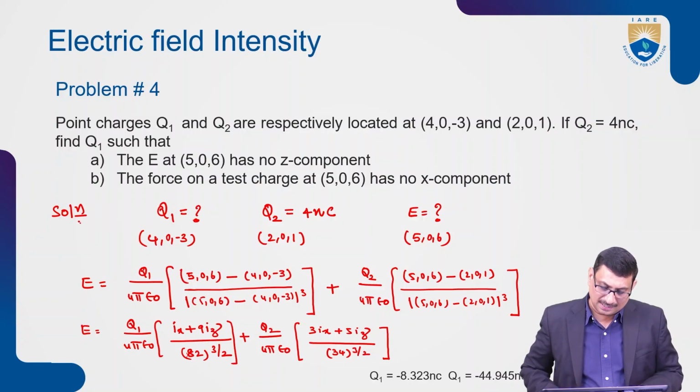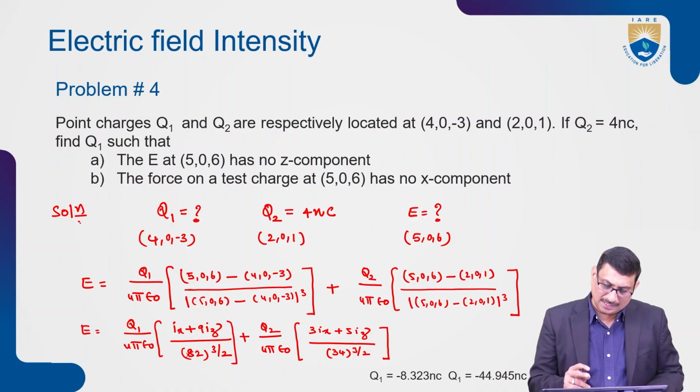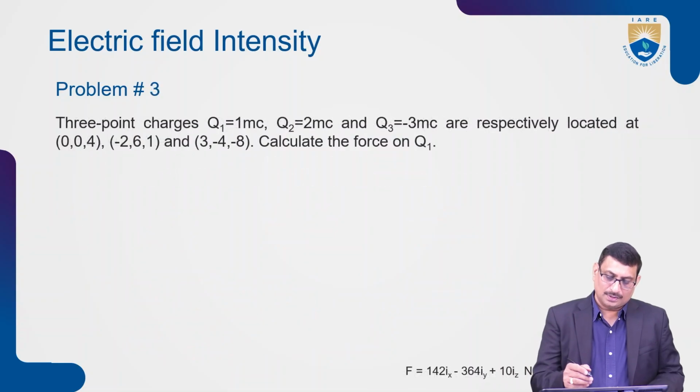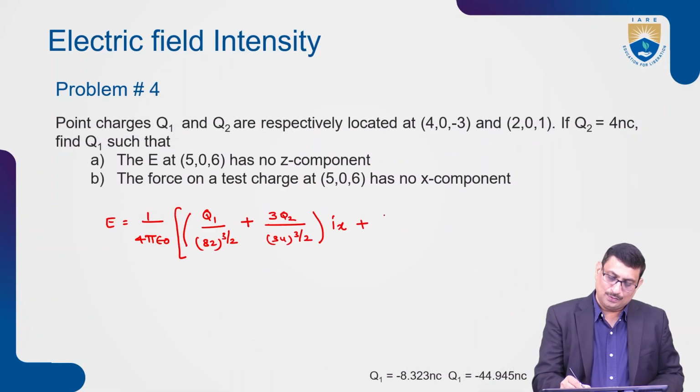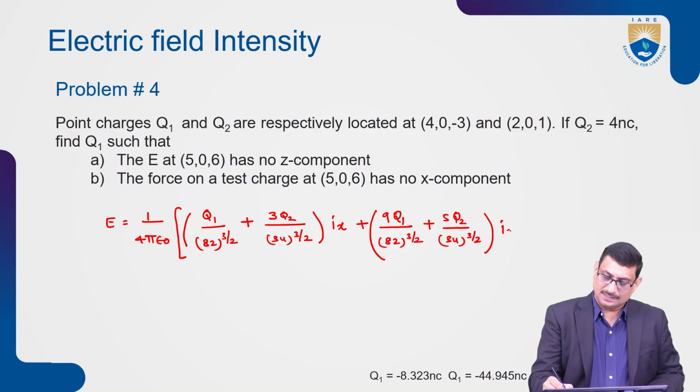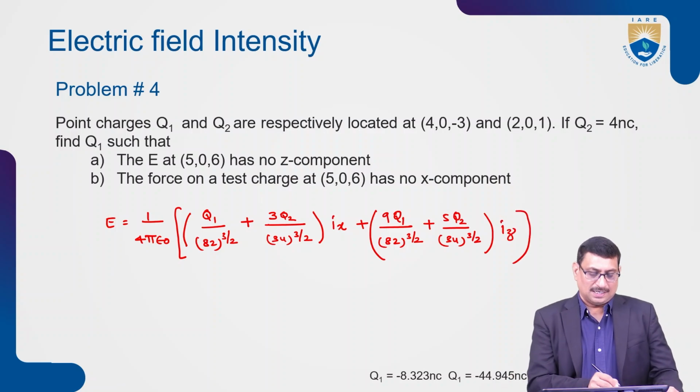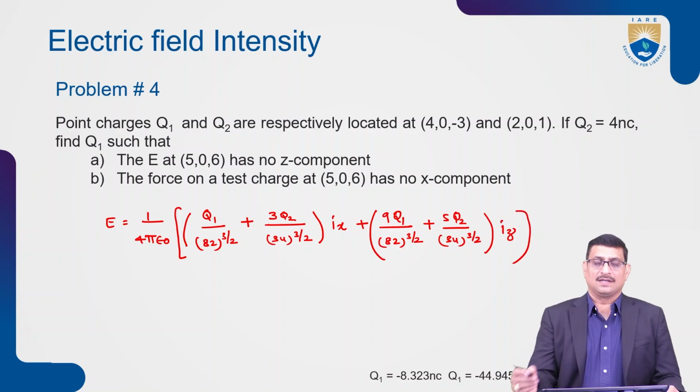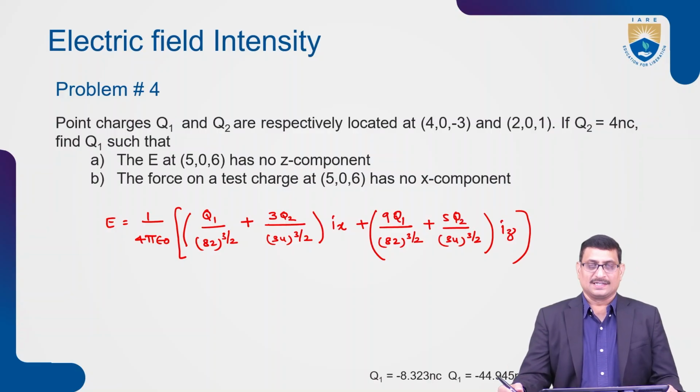Next I will write the Iz terms. Iy terms, there are no Iy terms. Iz terms I will write. Here it is 9Q1, here it is 5Q2. 9Q1 divided by 82 whole power of 3 by 2 plus 5Q2 divided by 34 whole power of 3 by 2 into Iz. Correct. So this is the electric field intensity. If I segregate it, these are the Ix components and Iz components.